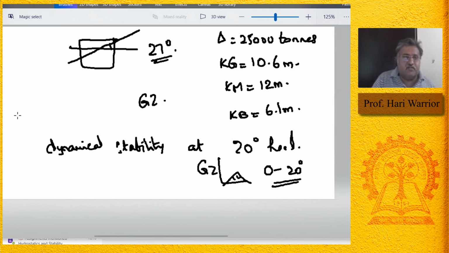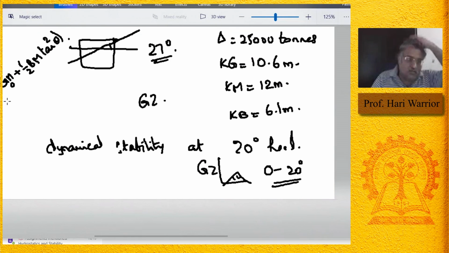The only way to find GZ in this problem is GZ equals sine theta into the wall-sided formula: GoM plus half BoM tan squared theta. So you have GZ equal to this. This formula needs to be used.